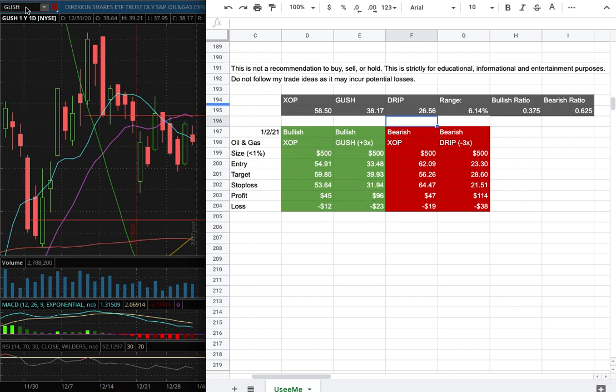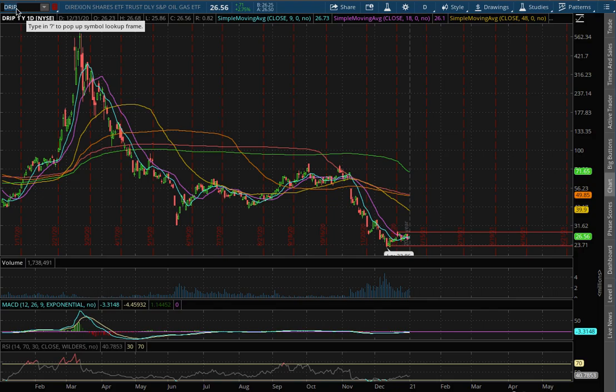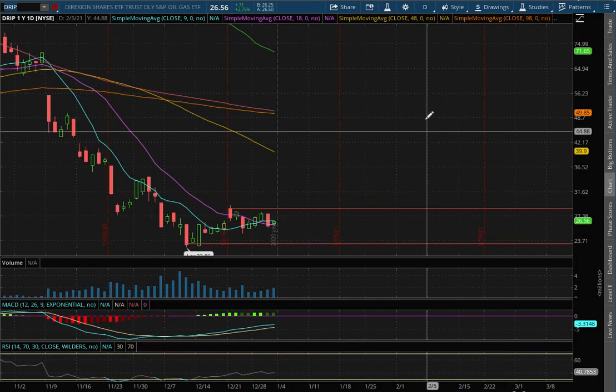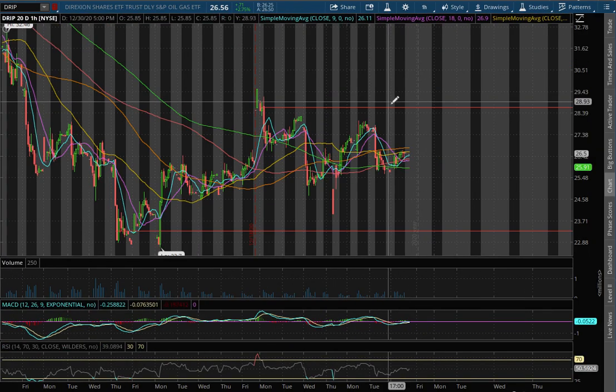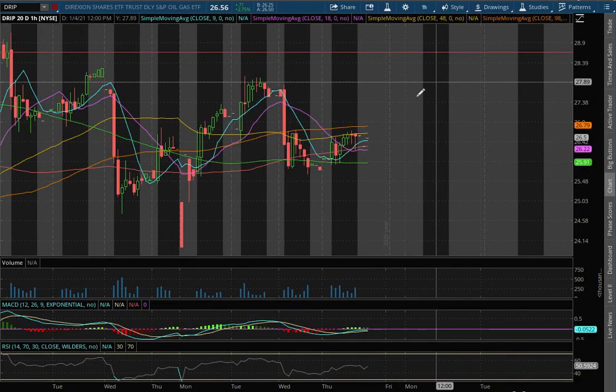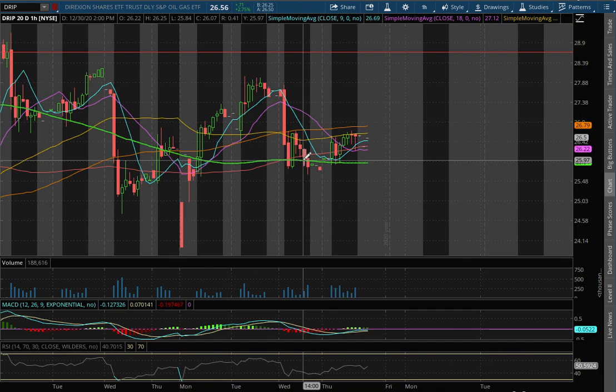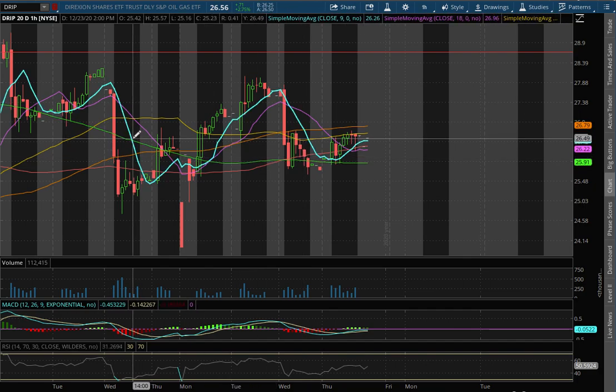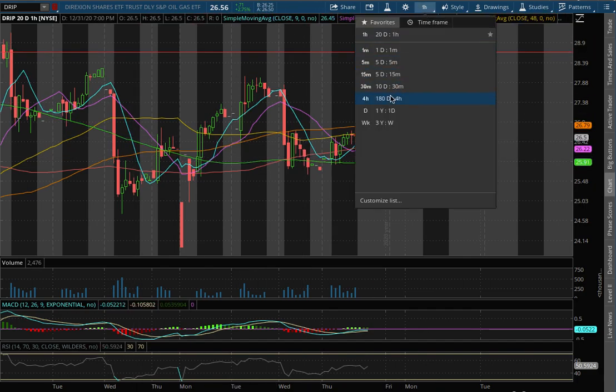My stop loss is at $31.94. And now let's examine DRIP. On Friday or Thursday, DRIP closed above 2.8%, and on the 1-hour chart, we are slightly in negative MACD territory, resting above the 200 moving average, this green line, now at the price of $25.91.